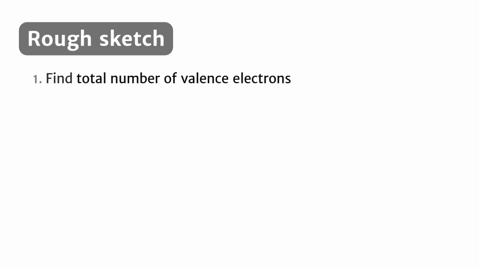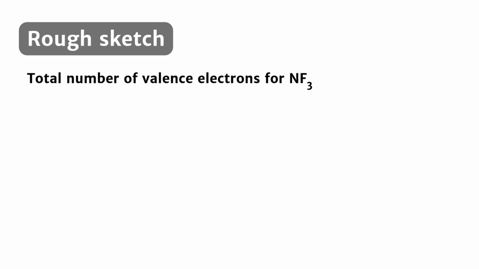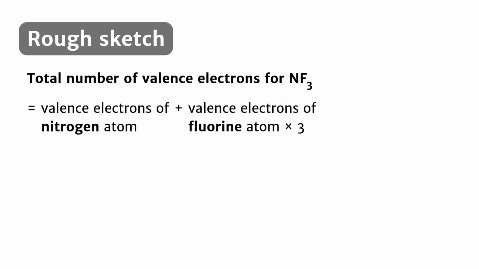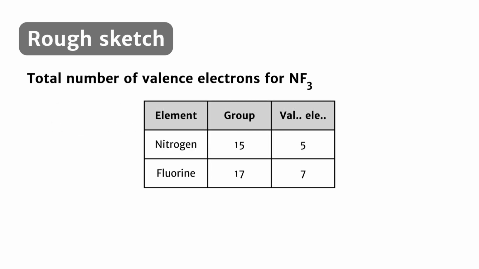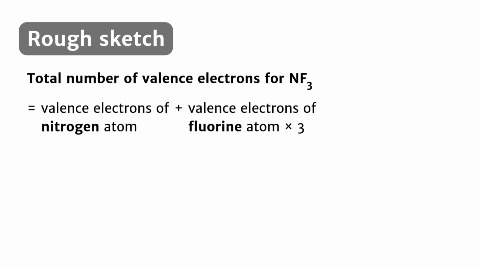To draw a rough diagram of NF3, first calculate the total number of valence electrons, then determine the central atom. The total number of valence electrons in NF3 can be determined by summing the valence electrons of each individual atom in the molecule. Nitrogen, a group 15 element, has 5 valence electrons, while fluorine, a group 17 element, has 7 valence electrons. In NF3, there is 1 nitrogen atom and 3 fluorine atoms.